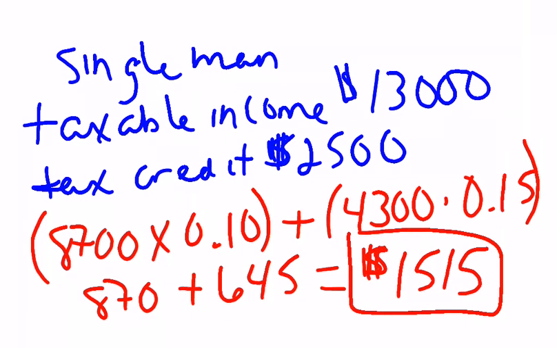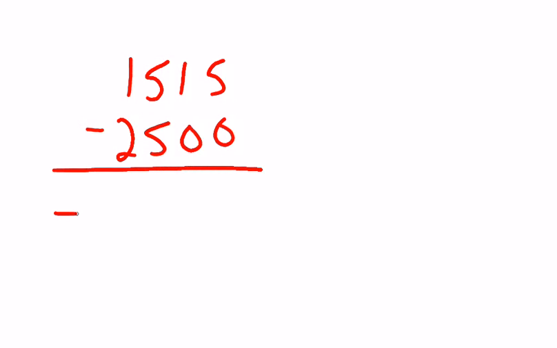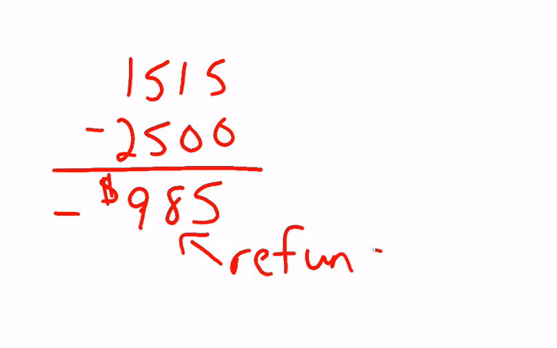However, he has a tax credit. So now we take this 1,515 and we subtract that 2,500 from it. So 1,515 minus the 2,500 puts us at a negative $985. Now what does that mean? This means this is his refund. He gets money back.